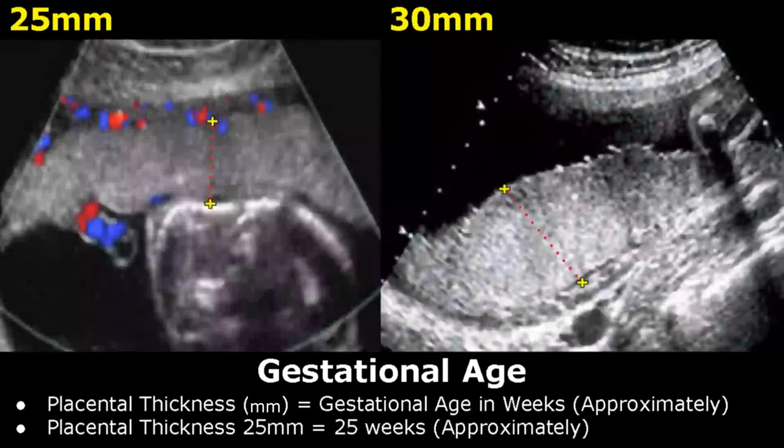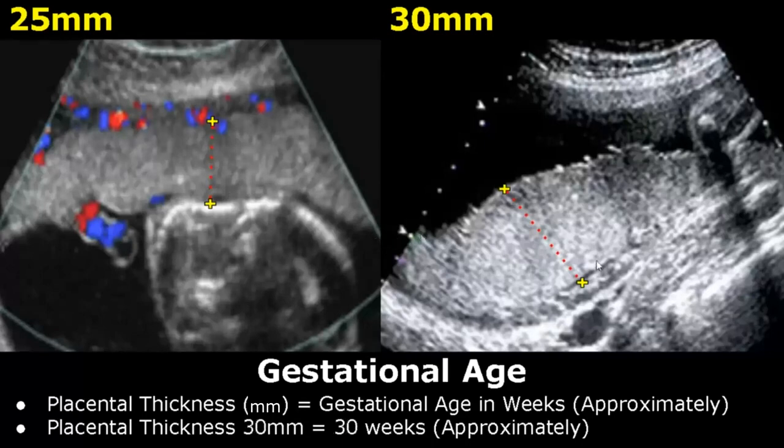Gradually, the placental thickness increases. It is said to increase by 1 millimeter per week. Here it is 25 millimeters, which will correspond to a gestational age of 25 weeks approximately. And over here we have a posterior placenta with a 30 millimeters thickness. This corresponds to 30 weeks approximately.